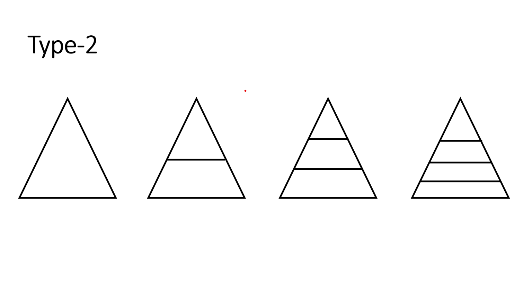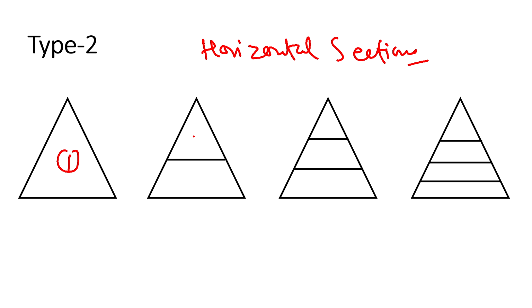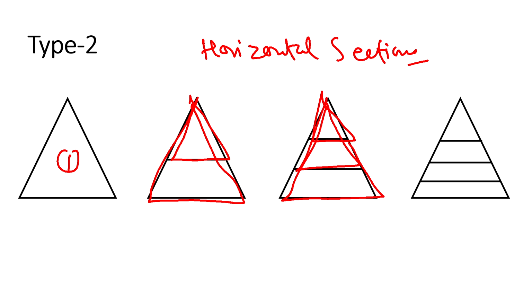Now second type we have when the triangle is divided into horizontal sections. Horizontal sections. Okay, so in the first one you can simply say that there is only one triangle. So over here we will count them. One triangle and two triangles. Here similarly 1, 2 and 3.